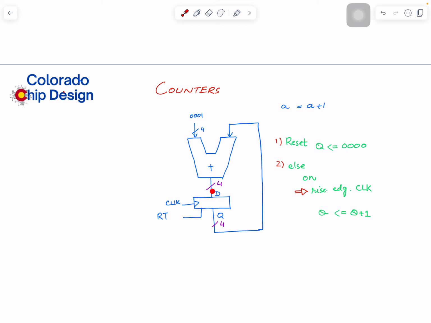And on the next rise edge of the clock, when there is no reset, this 1 goes here. Then 1 goes here, 1 plus 1 is 2. 2 is sitting here, and 2 doesn't go here until the next rise edge. So in this way, if it's a 4-bit and you know that, okay, 4-bit, we will have this sequence.